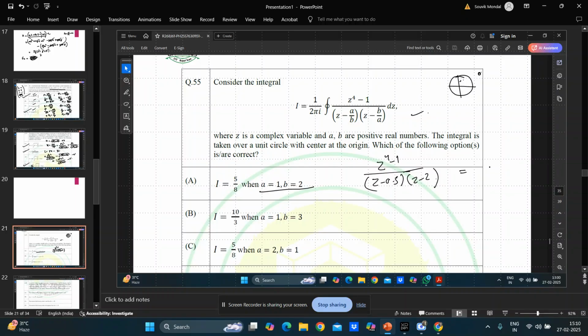So you have to calculate the residue only for this pole, the 0.5 pole. Your residue will be (1/2 to the power 4 minus 1) divided by (1/2 minus 2). So you will get 15/16 divided by 3/2, and your answer will be 5/8. So this option is correct. And again, for a equal to 2, b equal to 1, the situation is equivalent. Just this 2 and minus 5 are swapping their positions, but the situation is exactly equivalent. So this option is also correct.